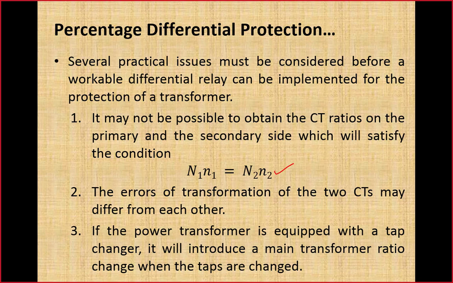Due to these three conditions, the differential relay will have a differential current even in normal condition. First, we will not be able to achieve this equation by using standard CT ratios. Second, CT error will be different on the two sides because the CT ratios as well as the CTs are different on the two sides. Third, the transformer has an under load tap changer or on load tap changer, which will change the ratio of the main transformer. So that will result in our spill current.